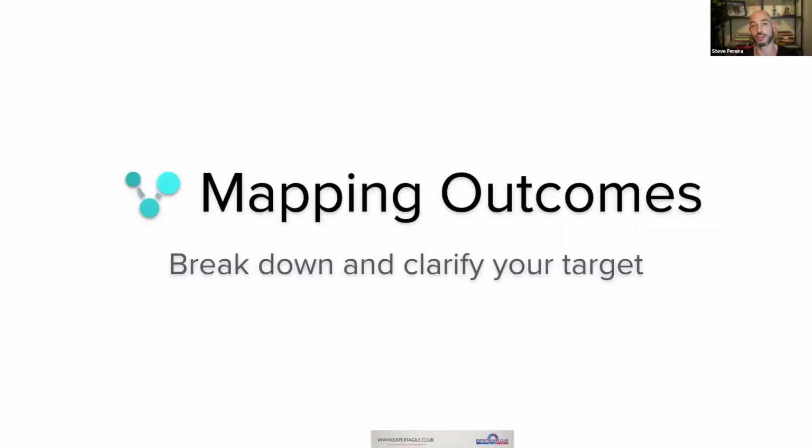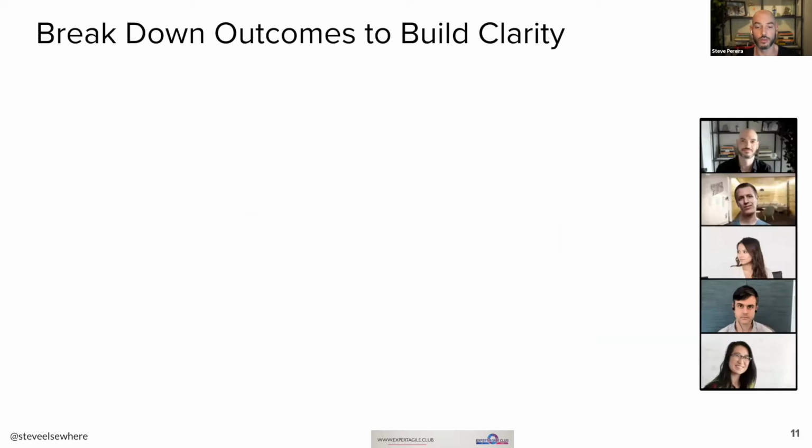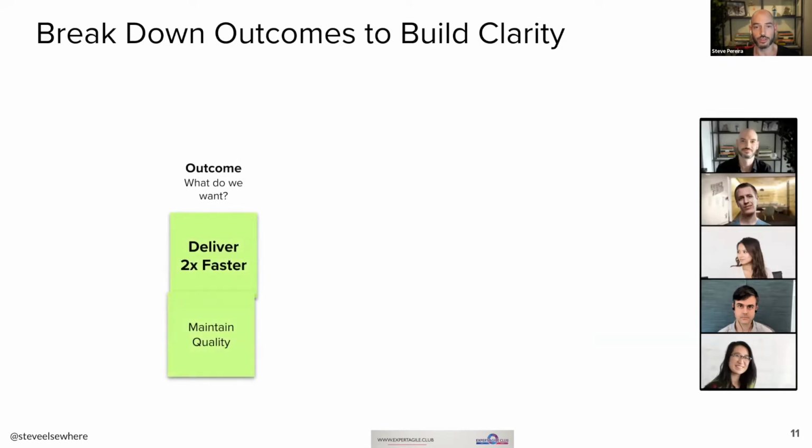So first, starting from mapping outcomes, what we're going to be really looking at here is working backwards. We start with the target outcome. In this case, we need to go twice as fast, right? We have this growing backlog. We need to be able to accelerate to tackle all of that work.